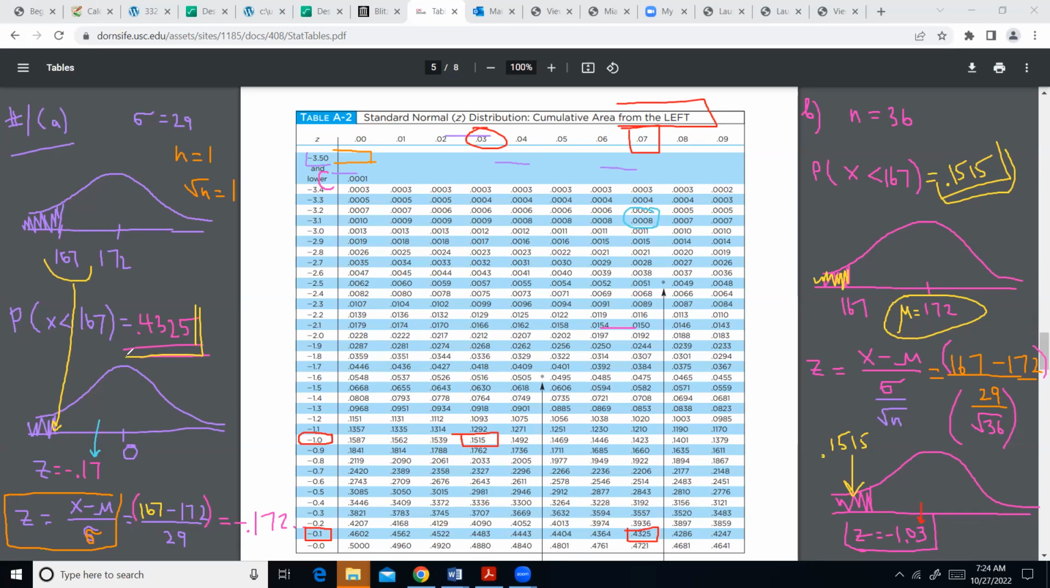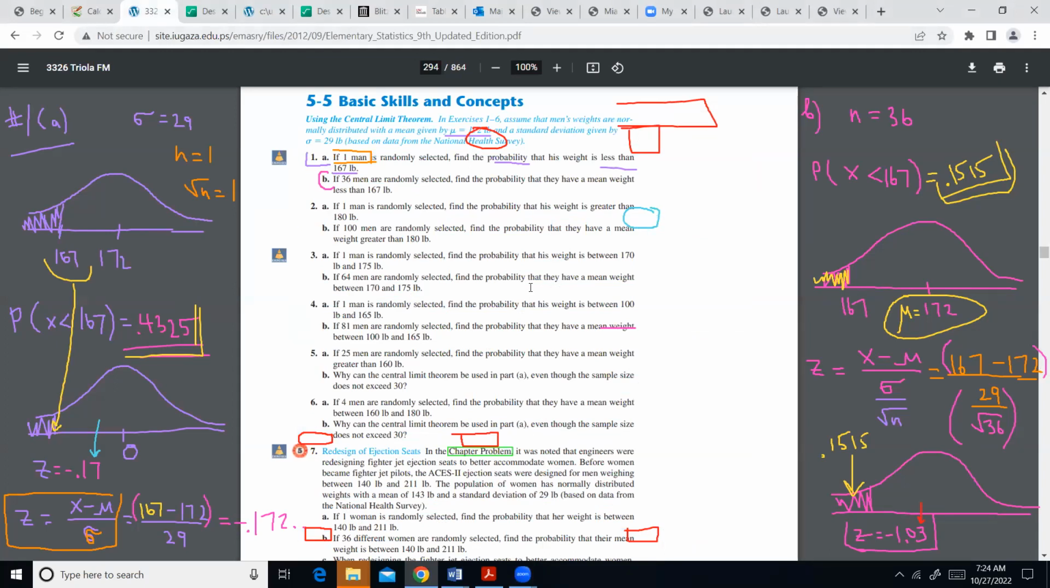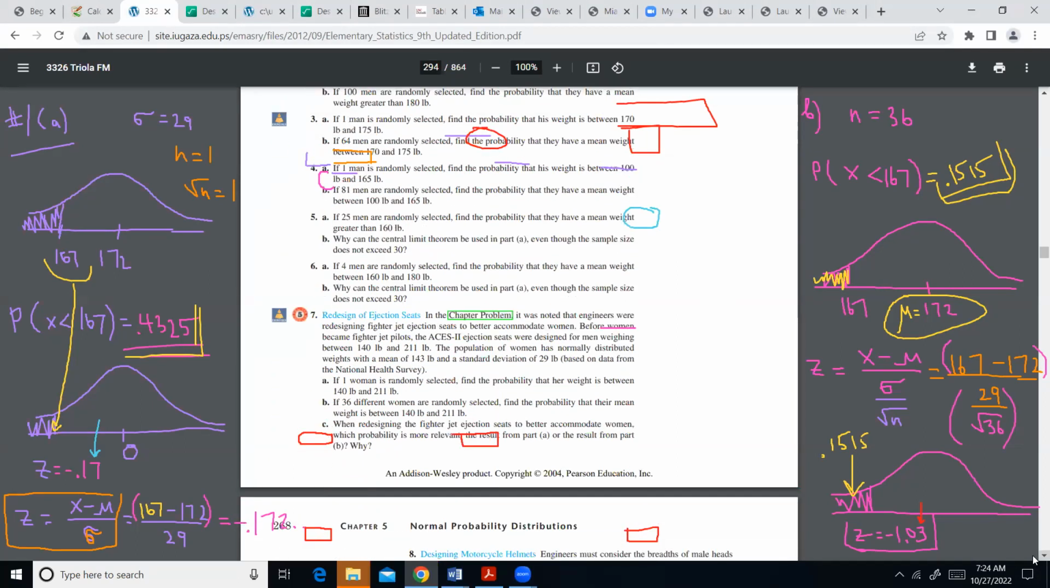That tells us that one person can weigh just about any number of pounds. It's not a big deal. But if the whole group of 36 males has an average weight much lower than what we expect, well, the chances of that are not high. And that's what this tells us. So the section that deals with samples rather than just one value is here.